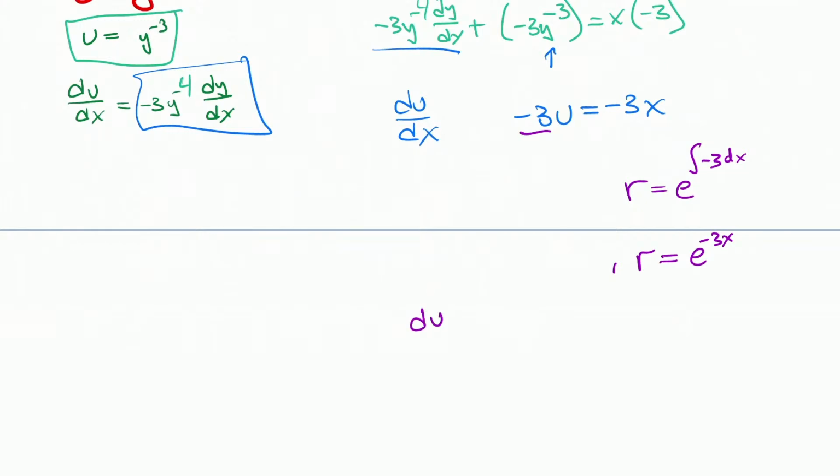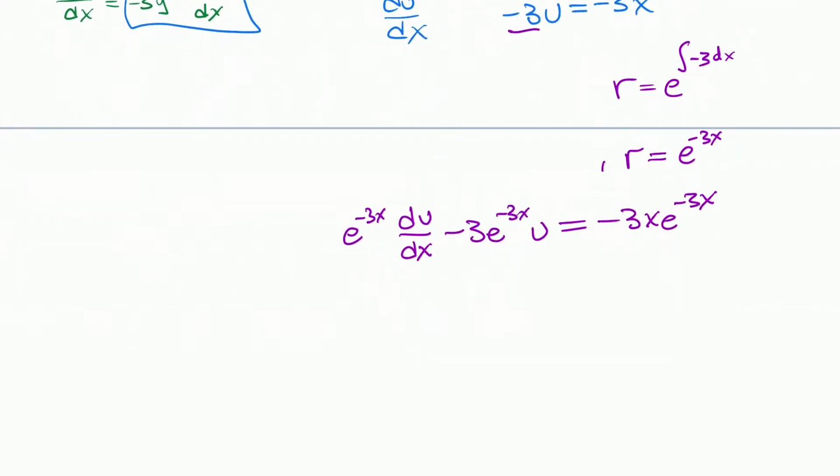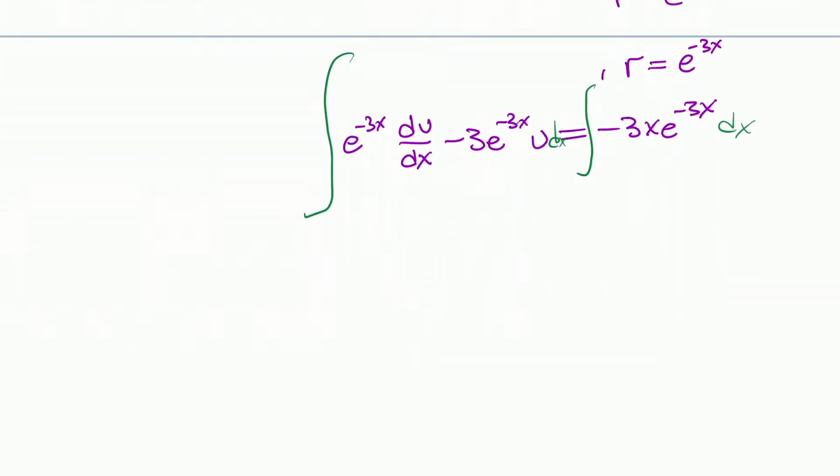So I've got du over dx times e to the negative 3x minus 3e to the negative 3x times u equals minus 3x e to the negative 3x. And now I'm going to be sad once again. But we can overcome our sadness and grief, can't we? So we're going to integrate both sides with respect to x. So if we work together, we're going to be okay.